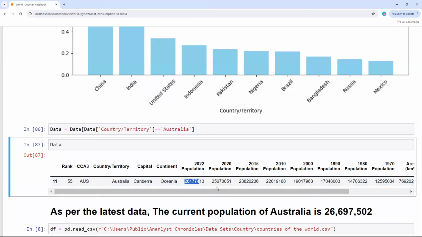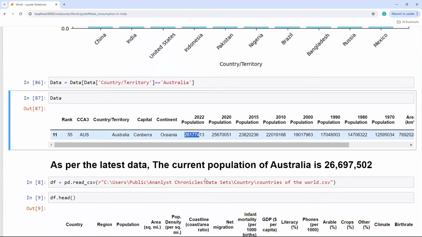Similarly, you can see the data for 2020, 2015, 2010, 2000. The population is increasing, but I don't think the rate of increase is very high. Here you can see for 2020 it is 2.56 and it is 2.61. It is increasing, but not at a rate where we should worry. So this is the data for Australia's population.